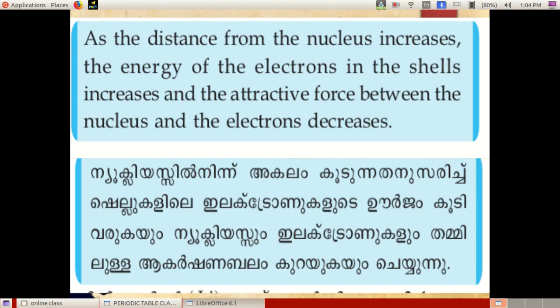We learned about various atom models: J.J. Thomson's model, Rutherford's model, Bohr model, etc. In Bohr model, in an atom, electrons are arranged in various shells around the nucleus and they are filled in the increasing order of energy. As the distance from the nucleus increases, the energy of the electrons in the shell increases and the attractive force between the nucleus and the electron decreases.